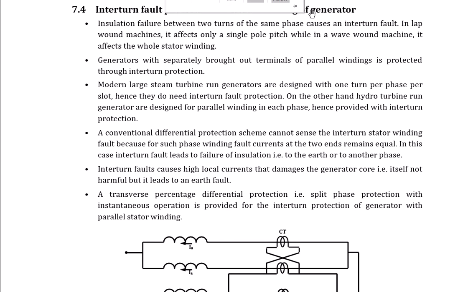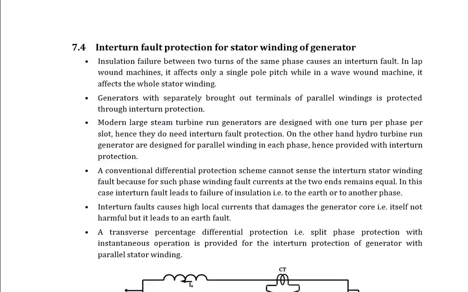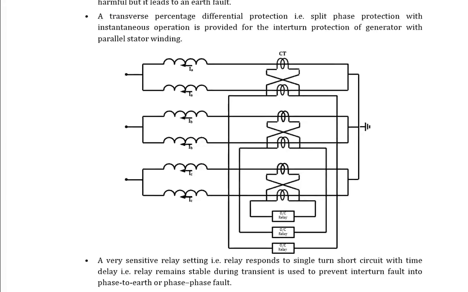Sorry for the delay. Okay, so interturn faults cause a high local current that damages the generator core itself, not harmful, but it leads to an earth fault. Transverse percentage differential protection, split phase protection with instantaneous operation, is provided for interturn protection of a generator with parallel stator winding. Okay, so this is how we provide the interturn protection to the generator winding.